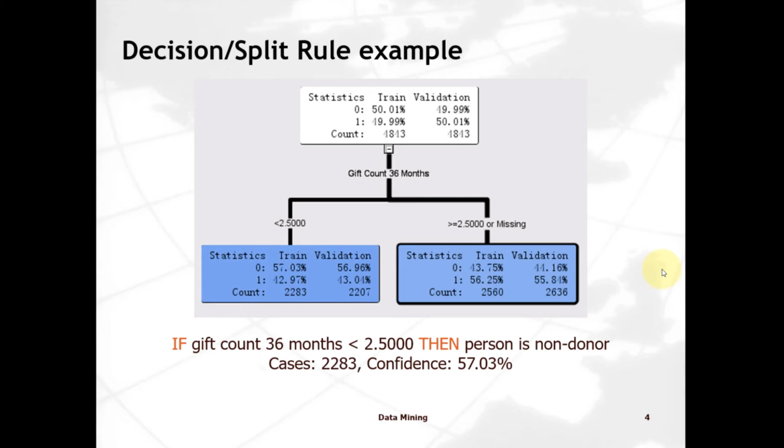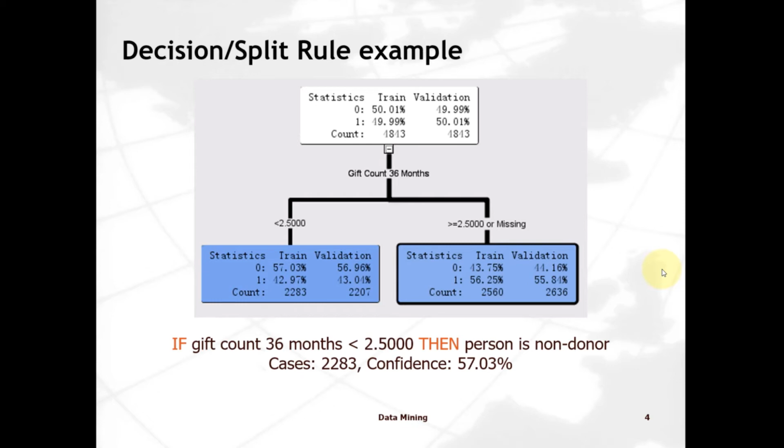And then, if it's on the left, what happens? Predictions are based on the majority vote. That makes sense? On the left, everybody here will be predicted non-donor because the majority is non-donor. By no means is this the final prediction. But at this point, the decision rule is like that. Questions? We'll go to the demo from this point on. So this is an illustration of one decision rule.